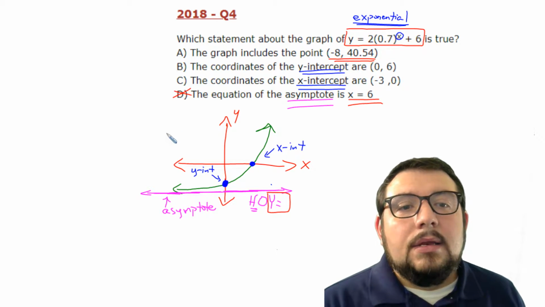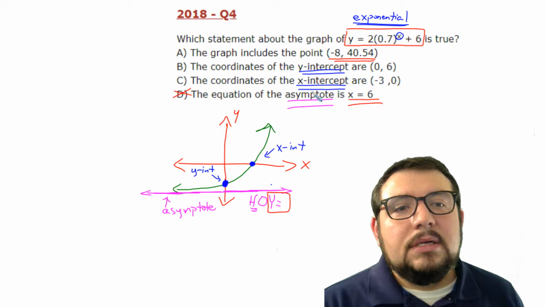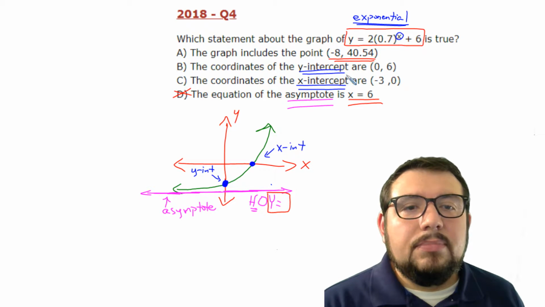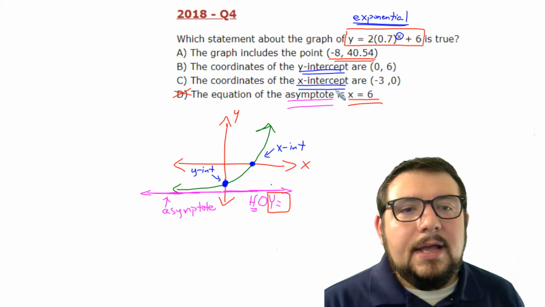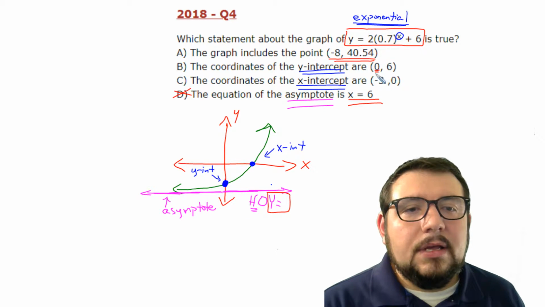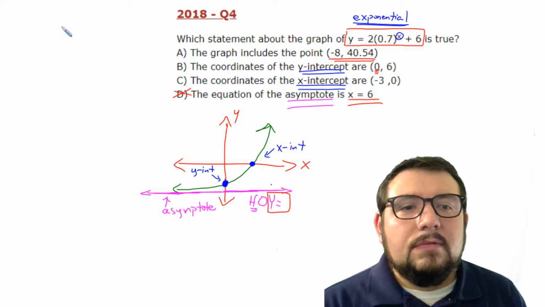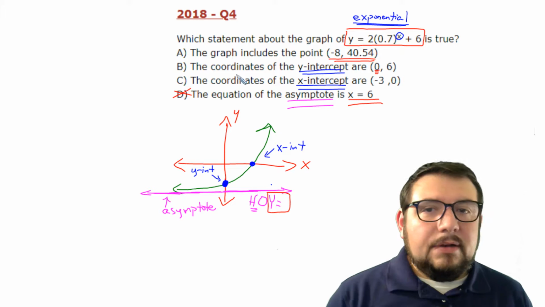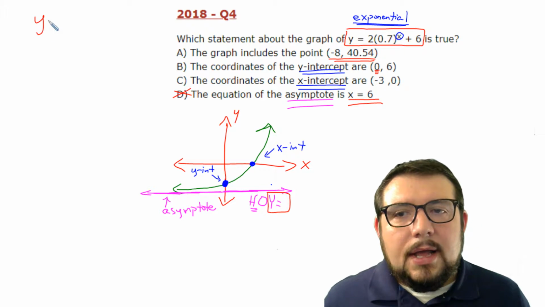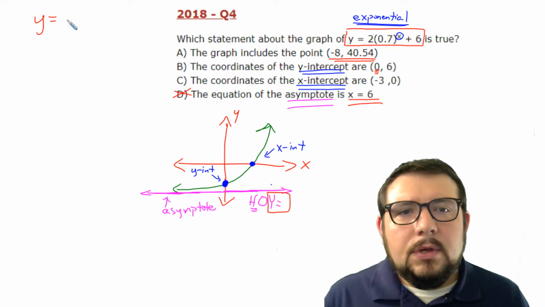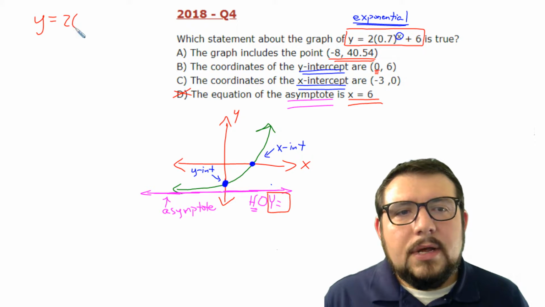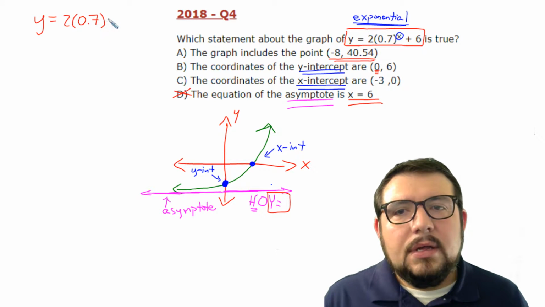Now what we're going to do is just plug in some points and see what works. Finding the y-intercept is very simple. Can we plug in x equals 0 and see if the y-intercept would come out to be 6? Let's do that. Y equals 2 times 0.7 to the power of x plus 6, and the x would now be 0.